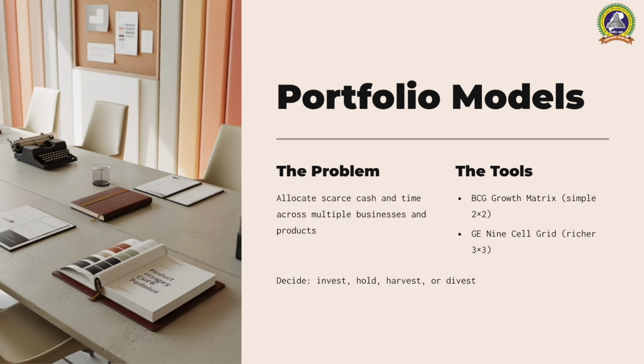Just as a financial investor manages a portfolio of stocks, a corporation manages a portfolio of business units. We will look at two of the most famous portfolio models. The first one is the BCG growth matrix, which is a simple and powerful 2 by 2 grid. Second one is the GE 9 cell planning grid, which is a more advanced portfolio model. These models help managers visualize their portfolio and make strategic decisions about which unit to invest in, which to maintain, and which to divest.